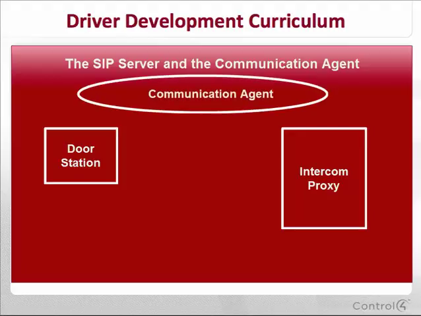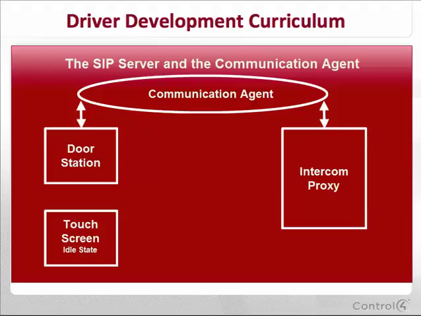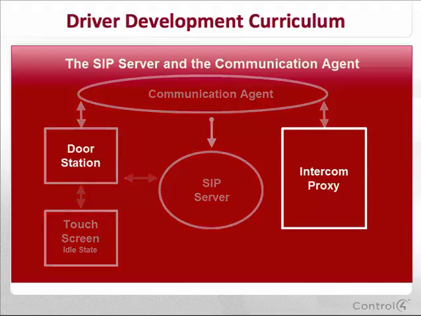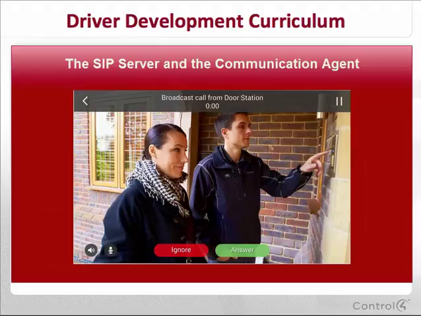It relies on information managed by the communication agent to verify if the device state of the touchscreen inside the home can accept a call. If so, the communication agent alerts the SIP server of the call. The SIP server then initiates a SIP invite to call from the door station to the touchscreen. When the touchscreen receives the SIP invite, the doorbell chime is played. The camera feed, if available, is displayed on the touchscreen, and the option to accept or ignore the call is provided on the touchscreen.